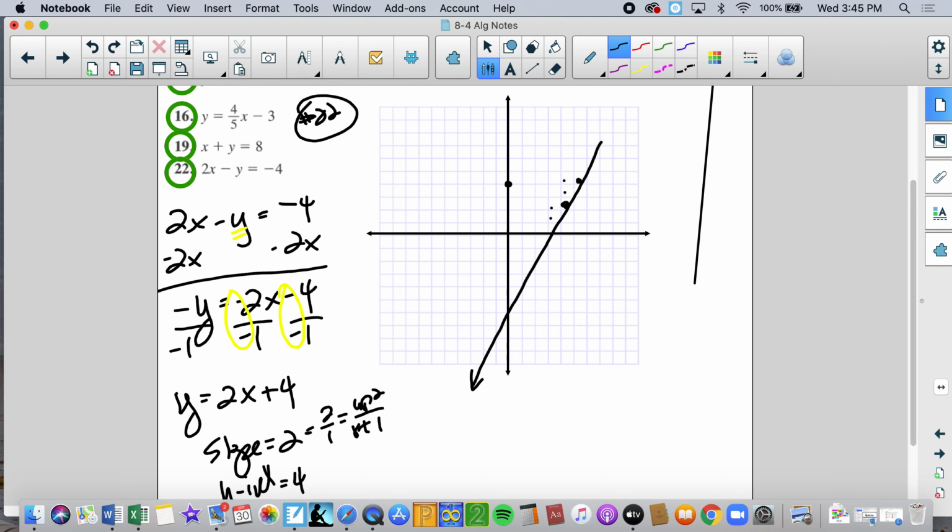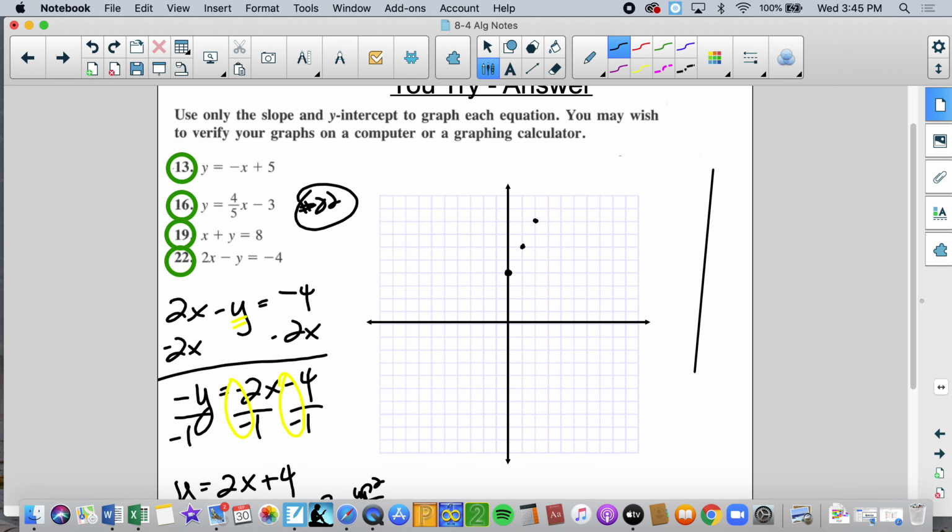Oh, wow, that was bad. Let's erase that. Up 2, right 1. Let's use our lovely straightedge through the points. Perfect. Let's draw arrows. Let's label our coordinates. 0, 4, 1, 6, 2, 8.